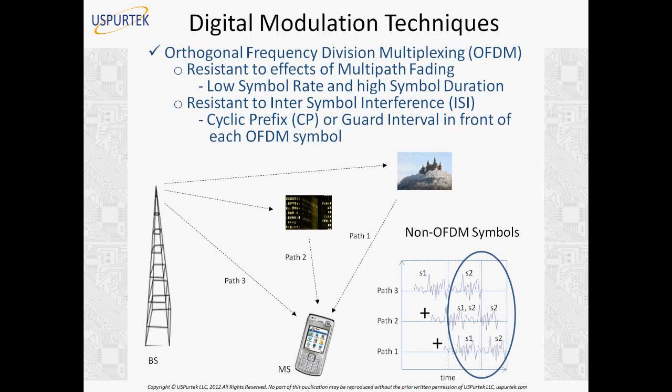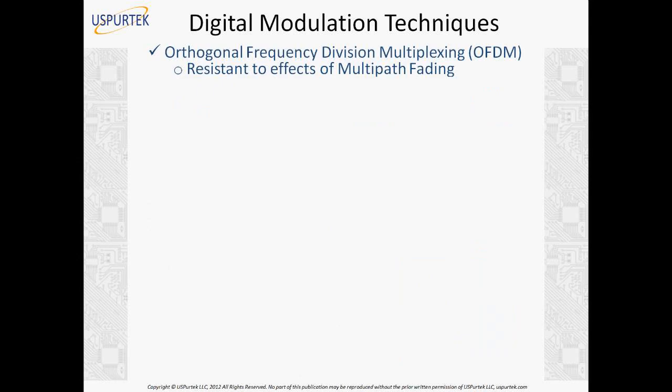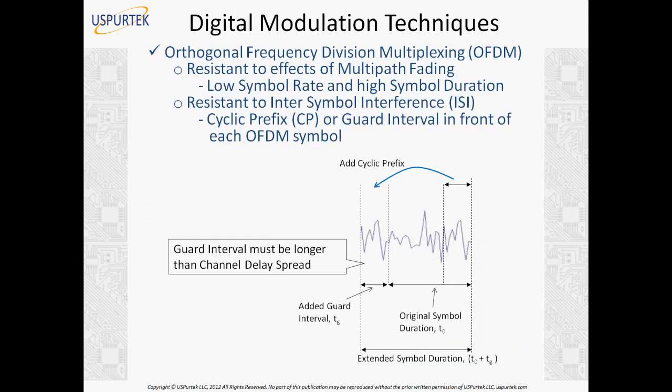But here, in case of an OFDM symbol, what we do is make a copy of the tail end of the symbol. So this is the OFDM symbol. This variation in the signal here represents one symbol. At the tail end of the signal, we copy this part of the signal and add it as a cyclic prefix in front of the symbol, which in fact is the guard interval Tg. So the original symbol duration here is T0. We make a copy of the tail end of the symbol, which is equivalent to the guard interval, and fix it as a prefix in front of the symbol.